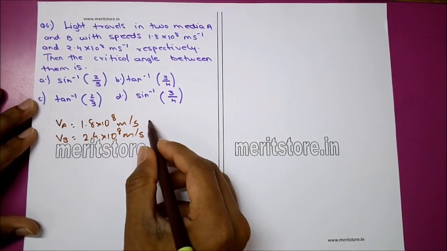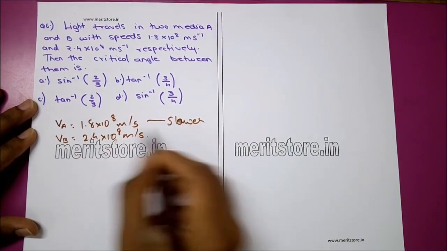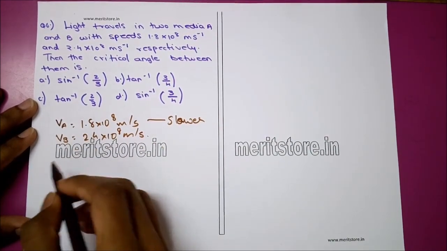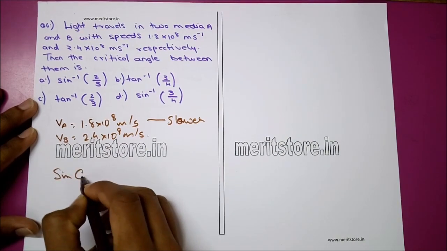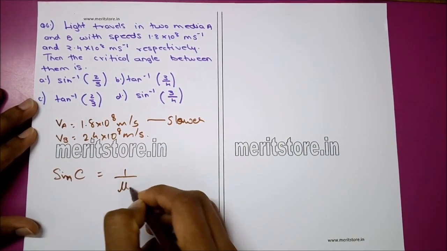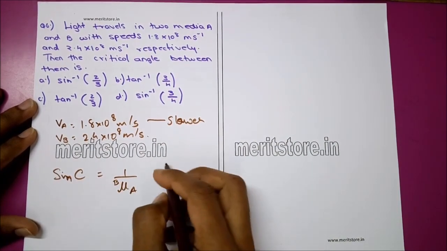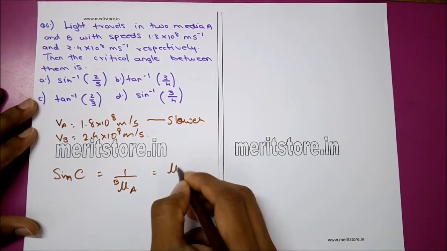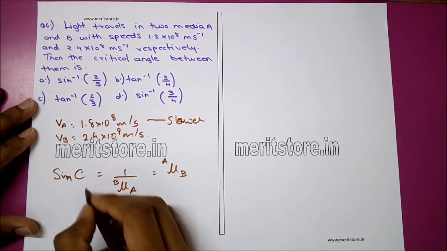Now as we know that light travels slower in a denser medium, so medium A is denser as compared to medium B. Now we also know that sin C, or the critical angle, is given by 1 upon the refractive index of the denser medium with respect to the rarer medium. So this can be written as mu of the rarer medium with respect to the denser medium.